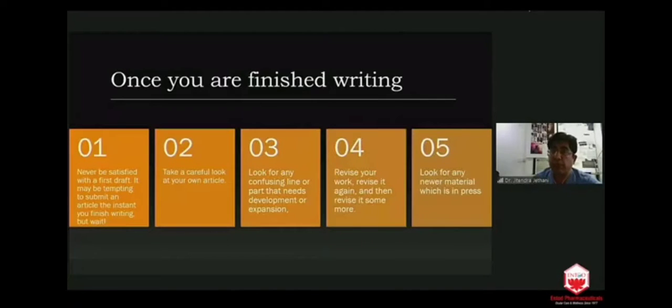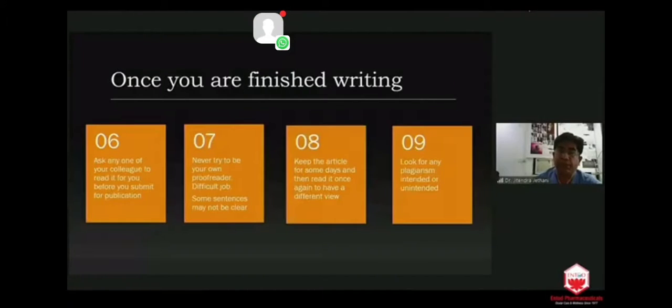Look for any new material which is coming up. There are options now in journals where you can see articles in press. Ask any of your colleagues to read it for you before you submit for publication. That helps a lot, because this is a fresh pair of eyes. They would see whether they are able to understand or not. So for me, I give it to my wife, because I have a pretty mind in the house.